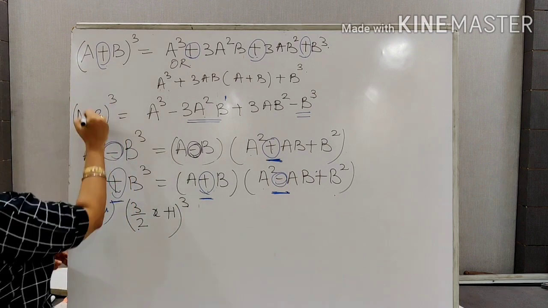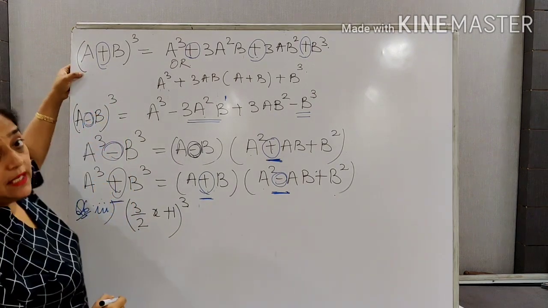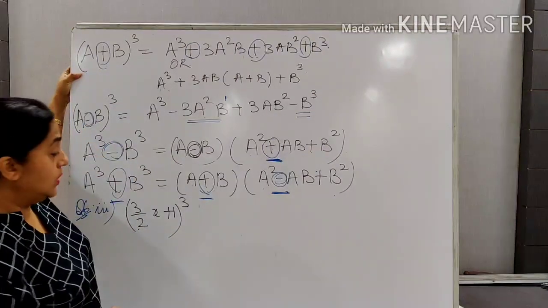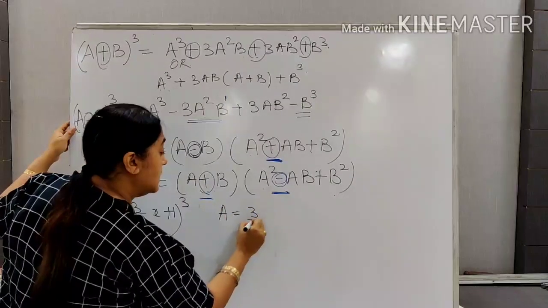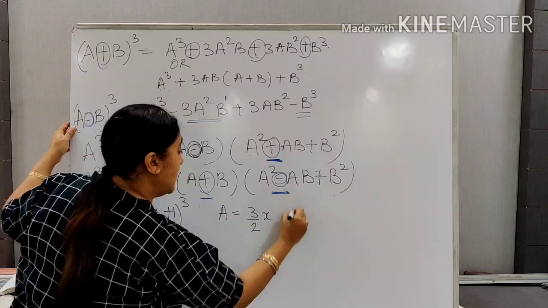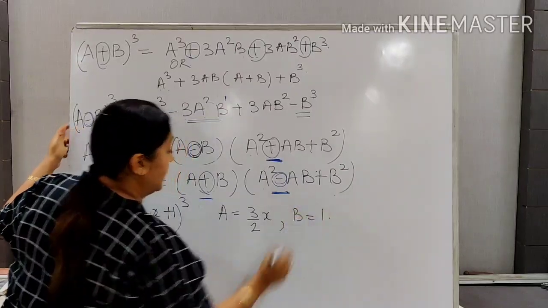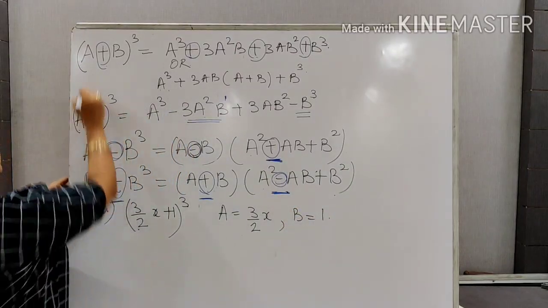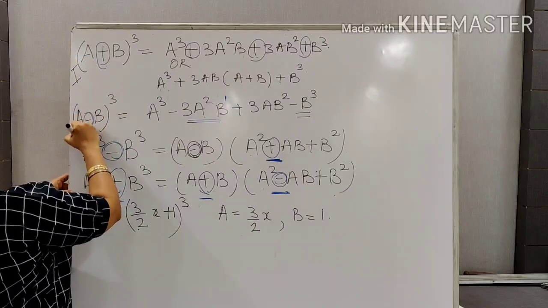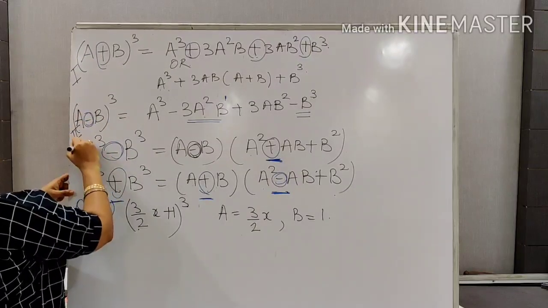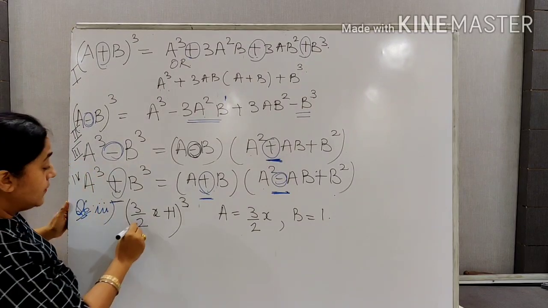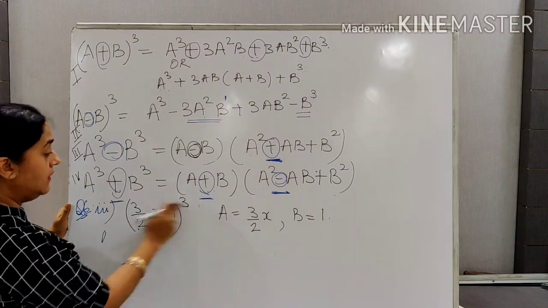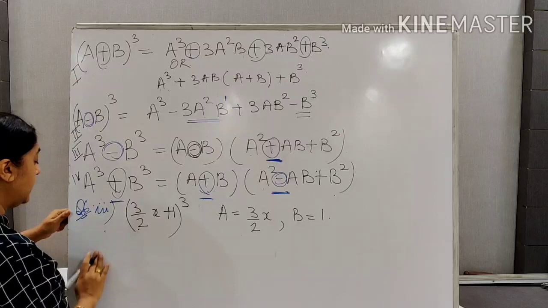So out of these four identities, can you see it is of the sort (a plus b) whole cube. So what is my a here? Here my a is 3 by 2x. And what is b? b is equal to 1. Got it? Then again you will write, let us give the name to these identities. This is identity 1, 2, 3 and 4. So what is my a here? 3 by 2x.